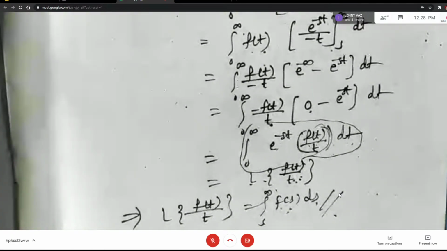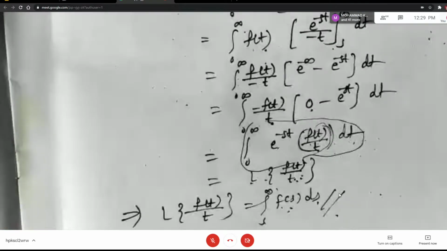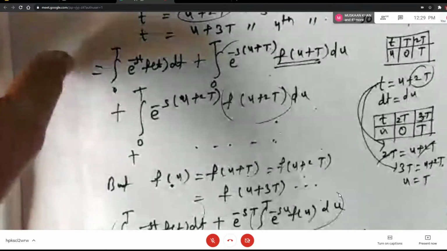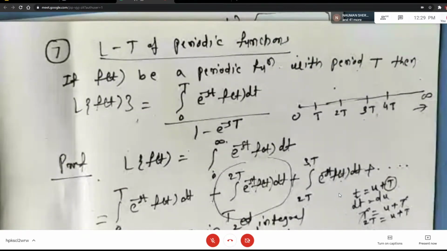Any doubt at any step? Okay. These pics I will put on the group so that if you have missed something in between, you can write down. Now the seventh one.